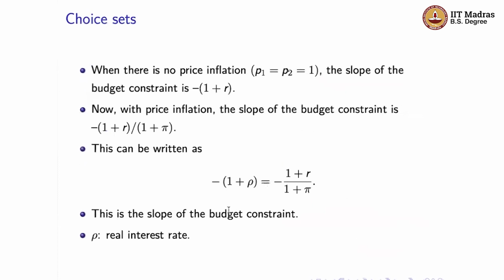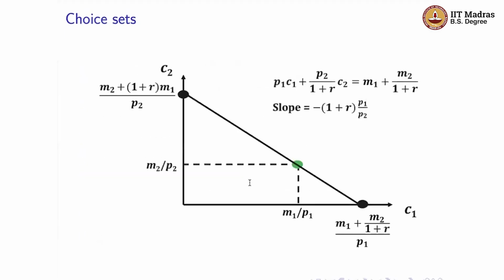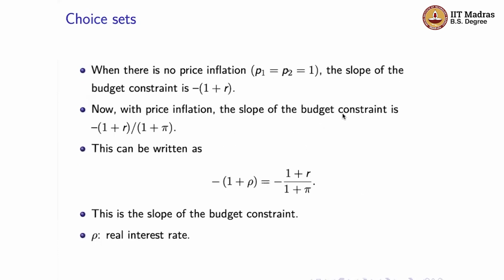So inflation is going to have an effect on the trade-off in terms of what giving up 1 unit means for your consumption in the second period. And so this is the slope, and often this whole expression is replaced by minus (1 plus rho), right? So in that case, instead of this you are going to have minus (1 plus rho). And that is now very similar to the initial case where you had the budget constraint having the slope minus (1 plus r), right?